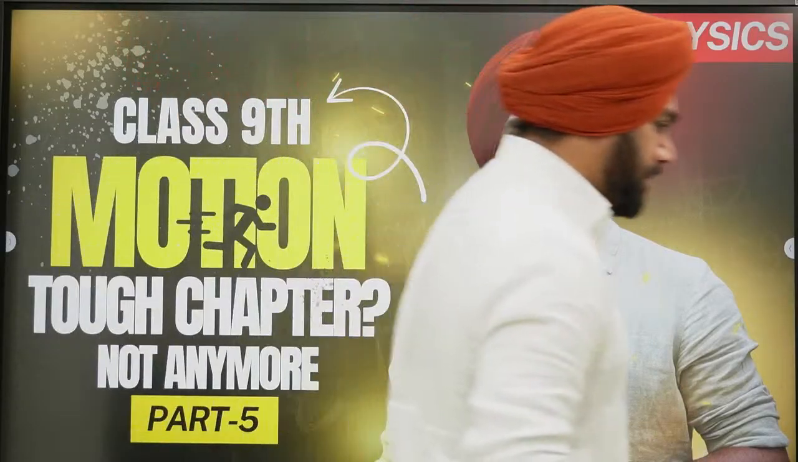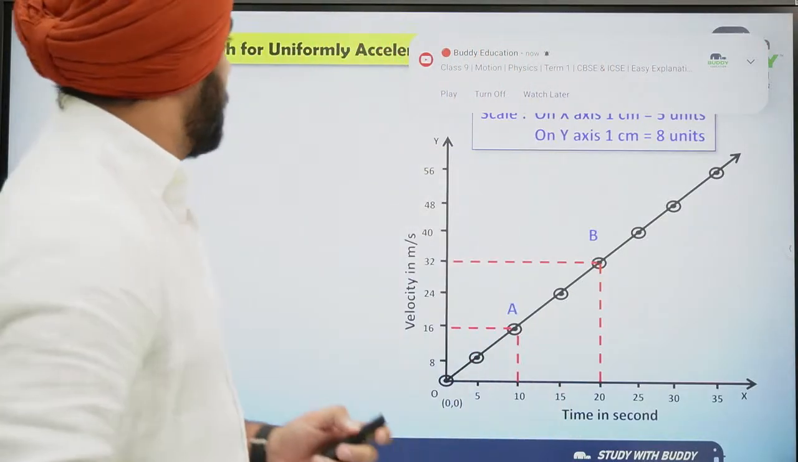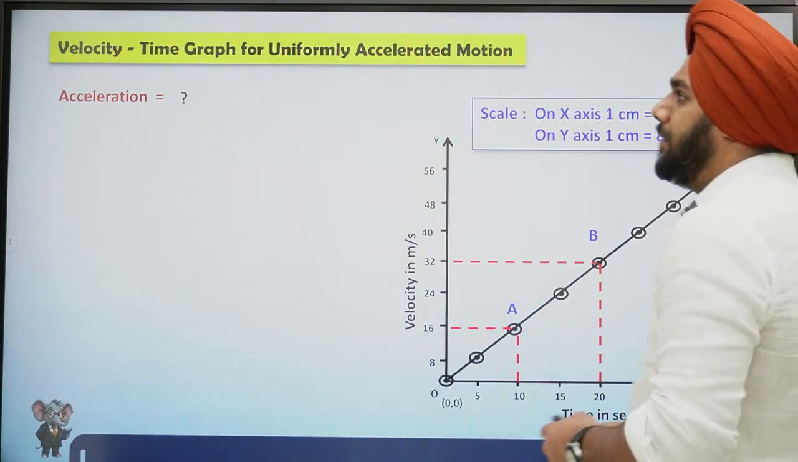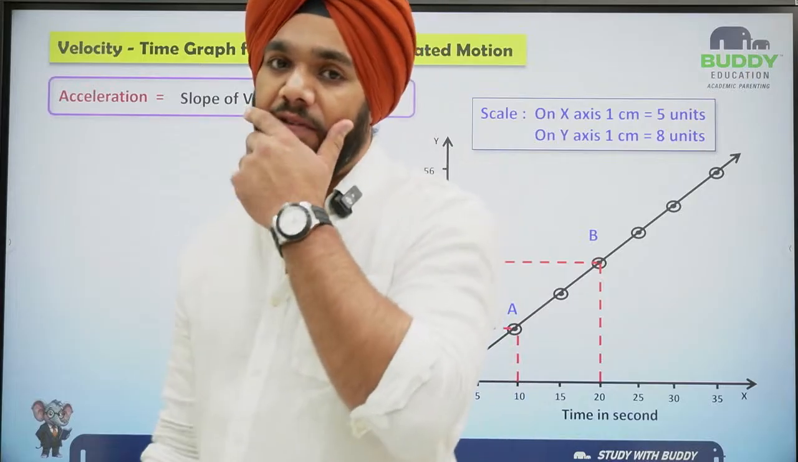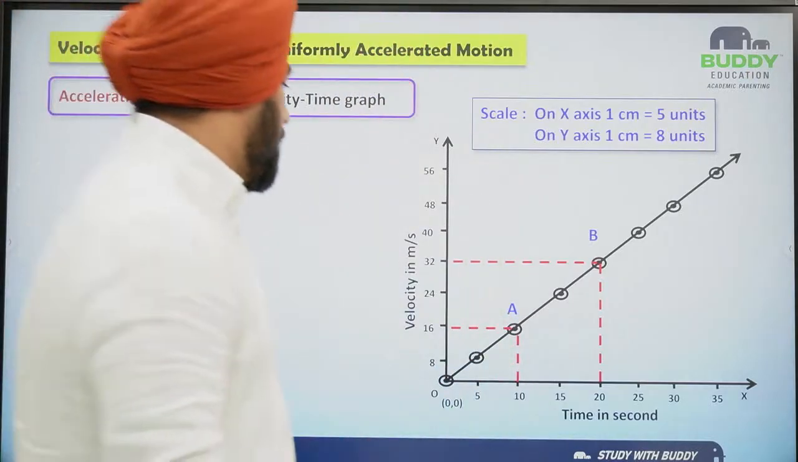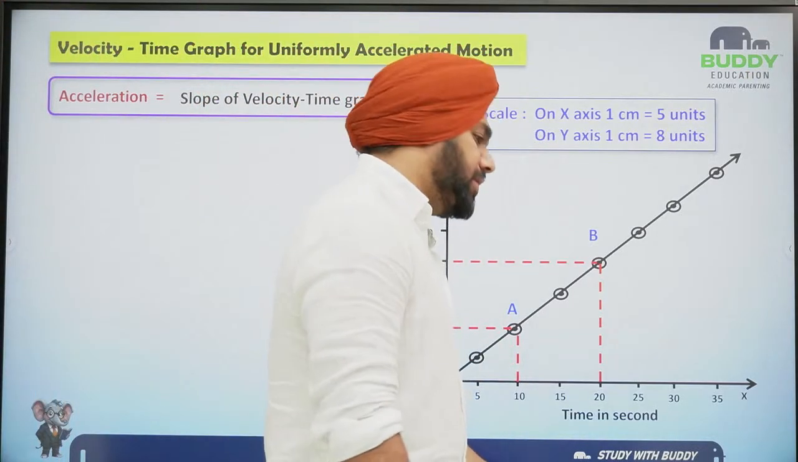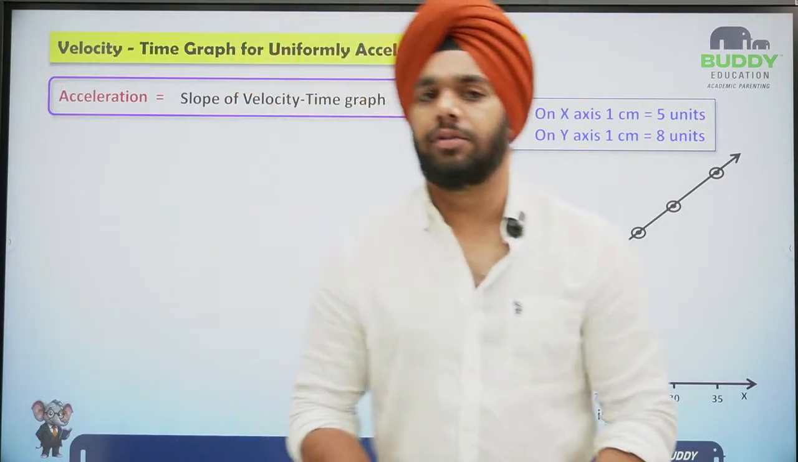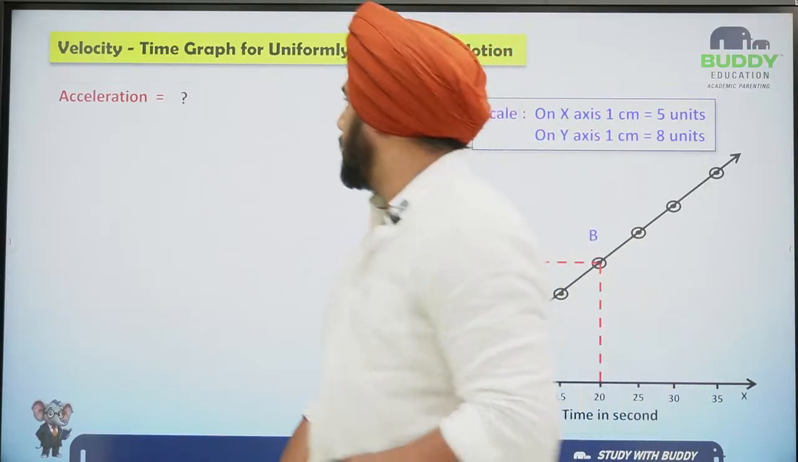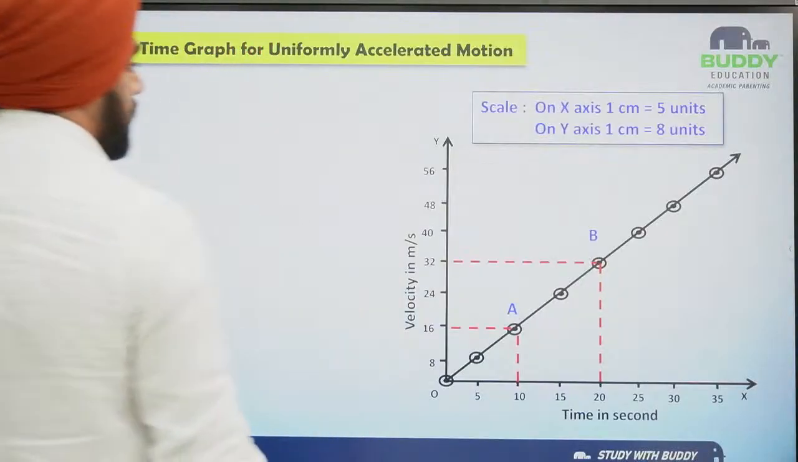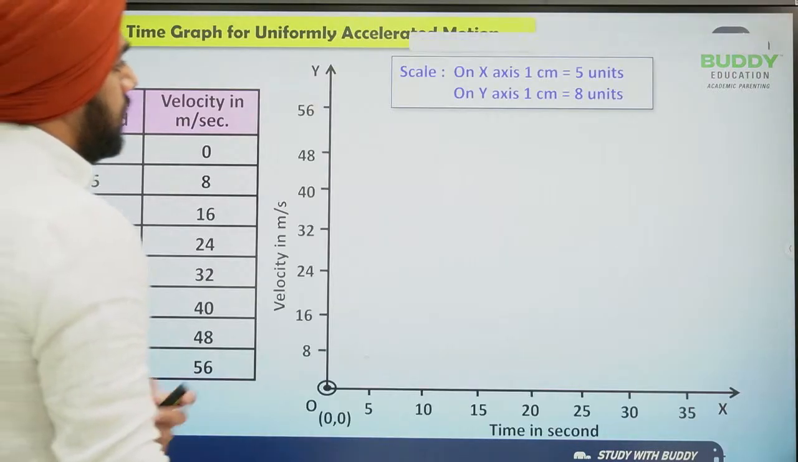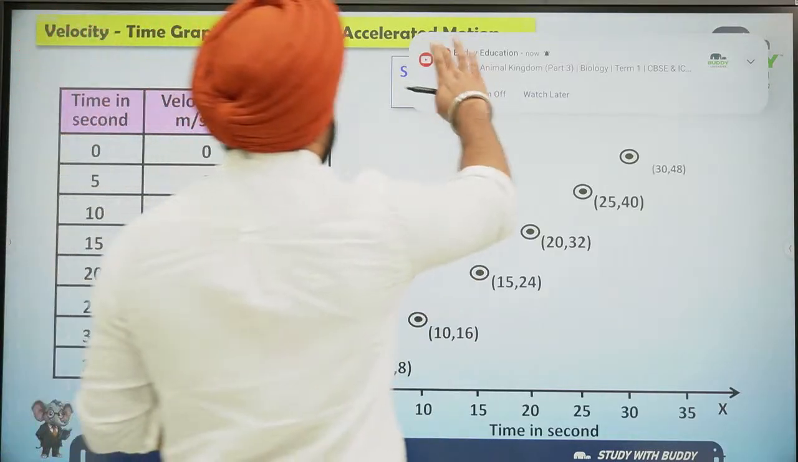Okay, so in the last class we were discussing the graphs, right? And we discussed the velocity time graph, where I told you that every piece of information that you need to gather, you will get it from the velocity time graph. So in the last class, if you take a look, this was the last graph that we discussed, right?